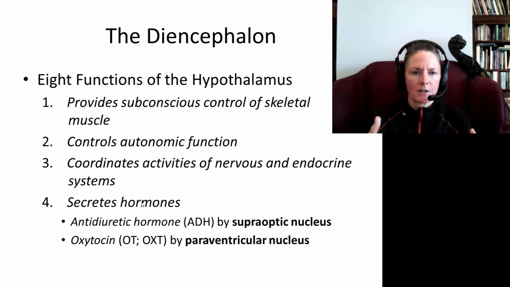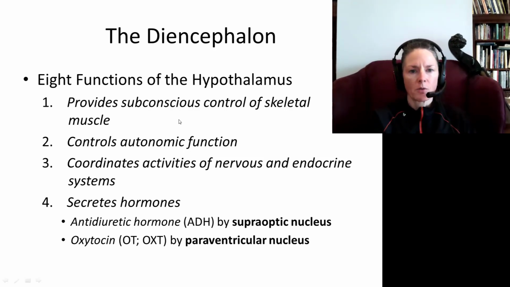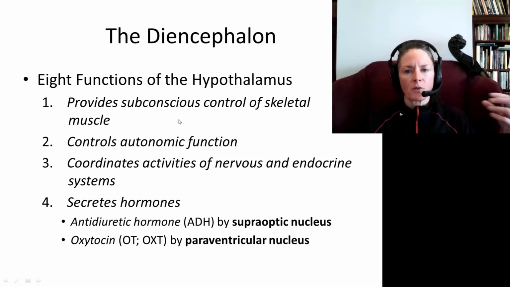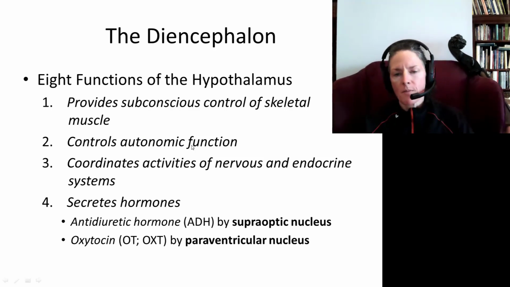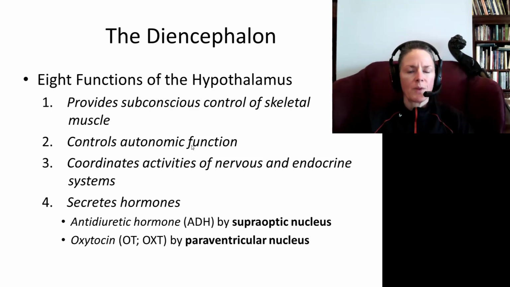Some of these are interconnected, but one of them is to provide subconscious control of skeletal muscle, involved in skeletal muscle reflexes and this kind of thing. We also have autonomic function, that is, things that happen automatically, so it's the seat of what we call the autonomic nervous system. The autonomic nervous system controls things like breathing and heart rate.